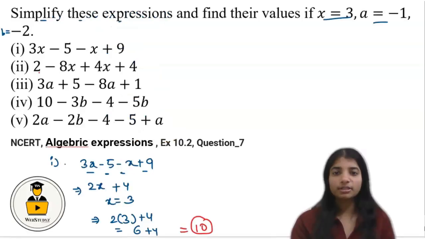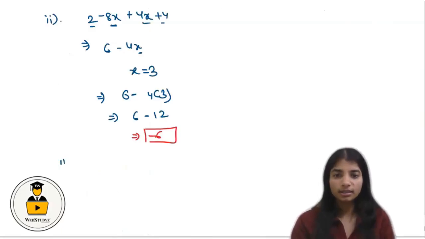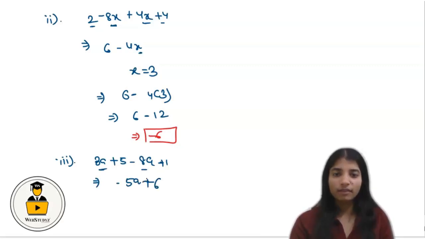We are going to discuss part 3, which is 3a plus 5 minus 8a plus 1. Firstly, we are going to simplify this expression. We add the terms which consist of a. So 3a minus 8a is equal to minus 5a, and 5 plus 1 is equal to 6. So we have minus 5a plus 6. This is our expression in simplified form.